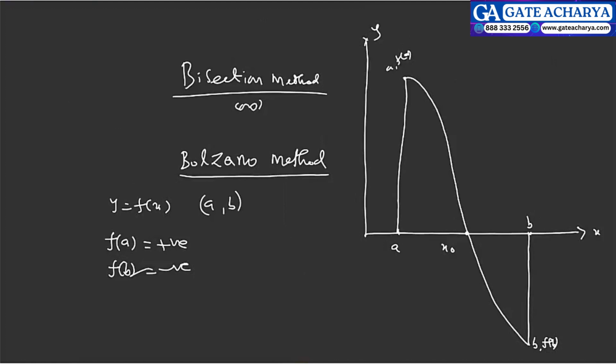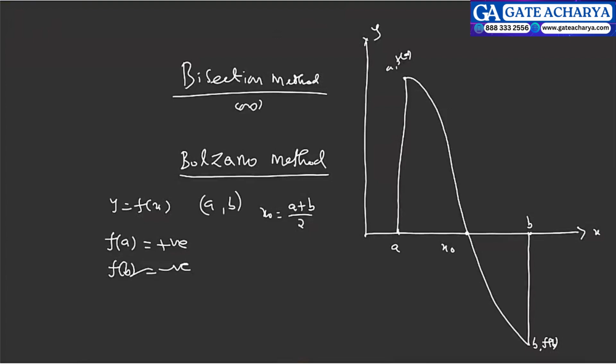Then, what is the bisection method? Bisect means half of the value. So the sum of the two ends of the interval, a plus b, divided by 2, is our x naught. That is bisect. Up to that level we apply the intermediate value theorem, and after that we apply the bisection method. The bisection method is nothing but the sum of the interval divided by 2. So a plus b by 2 is the value of x naught.